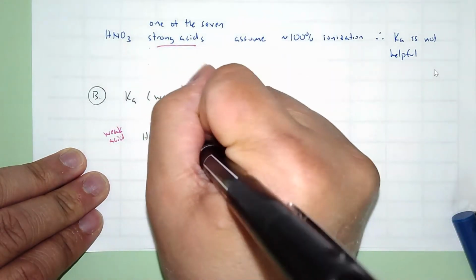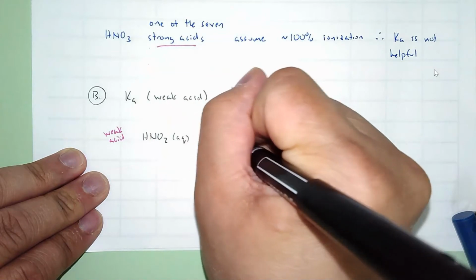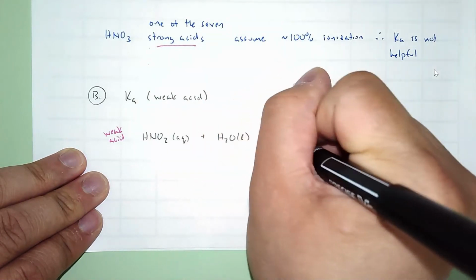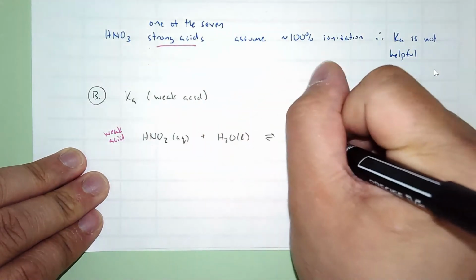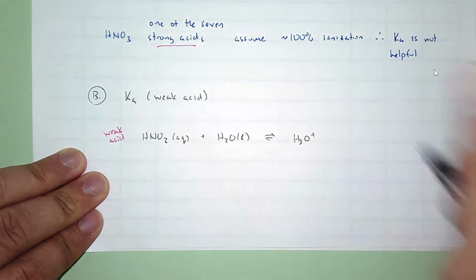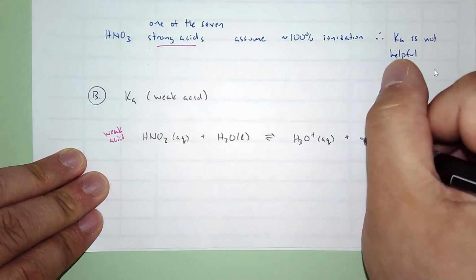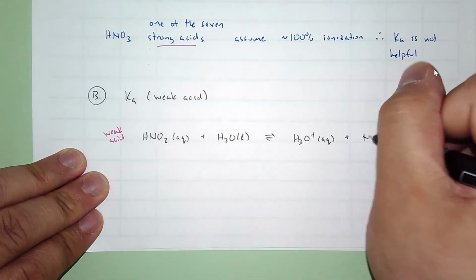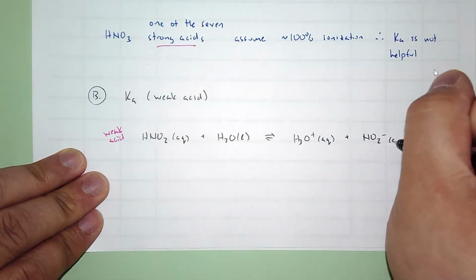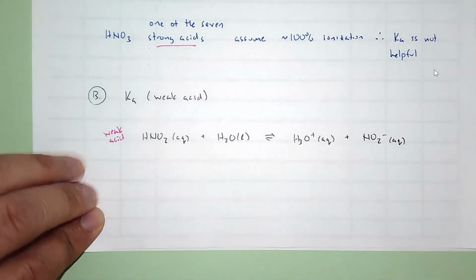We have this as aqueous, same deal, dissolve in water. You're going to create, not a lot, but you're still going to create some hydronium plus the anion. In this case, now it's NO2 minus aqueous. Okay.